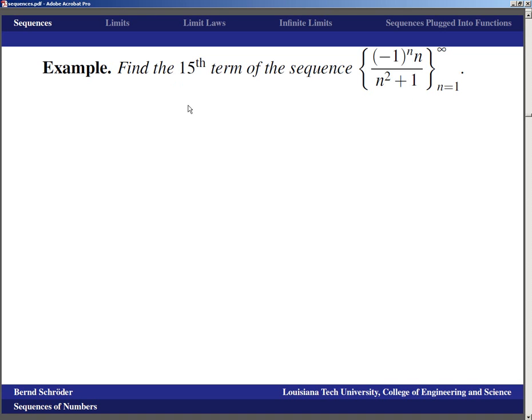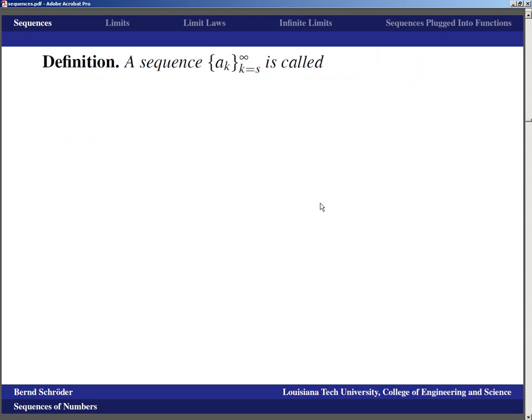However, for this thing here, if I want to find the 15th term of this sequence, sequences are functions, we just plug in the number, right? So we end up with the 15th term being -1 to the 15th times 15 divided by 15 squared plus 1, which gives us -15 divided by, and 15 squared is 225, plus 1 is 226, so this is -15 over 226, and that's it. So that's not terribly hard. Finding higher order terms of a sequence will become challenging when we talk about recursive sequences, which will be in the next presentation.